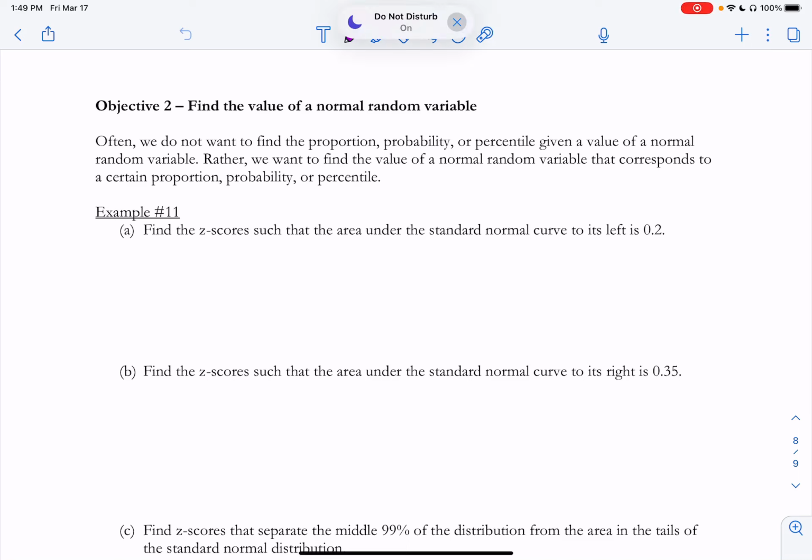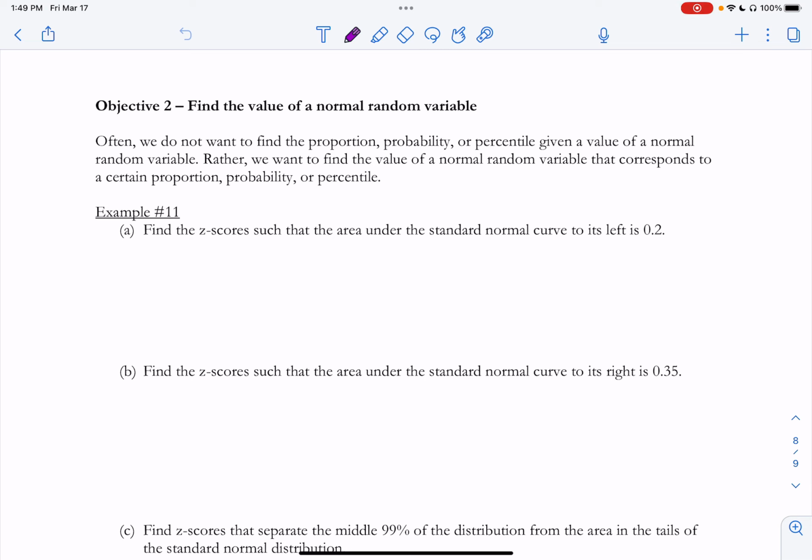Hi everybody. I wanted to go through real quick the end of 7.2 because a couple of people have sent me emails asking how to do this, since they're working ahead on the homework that's due on Tuesday. If we look at example 11, it says that sometimes we don't want to find the proportion, probability, or percentile of a given normal random variable. Instead, we want to find the value of the normal random variable that corresponds with that proportion, probability, or percentile.